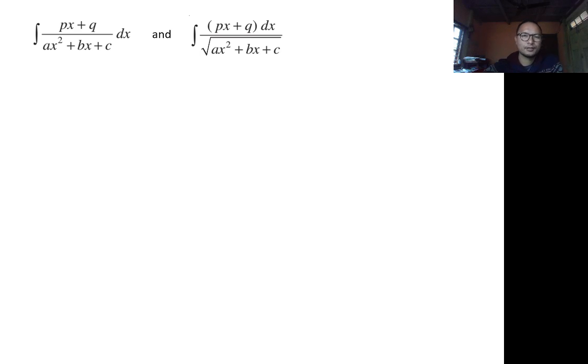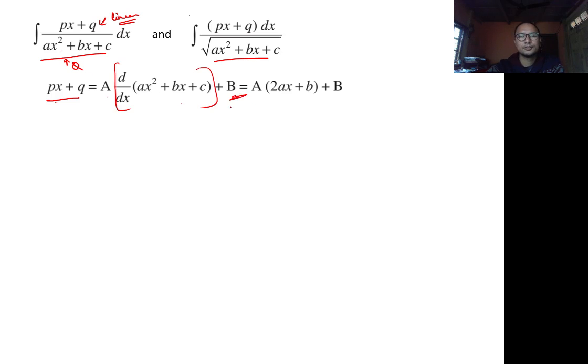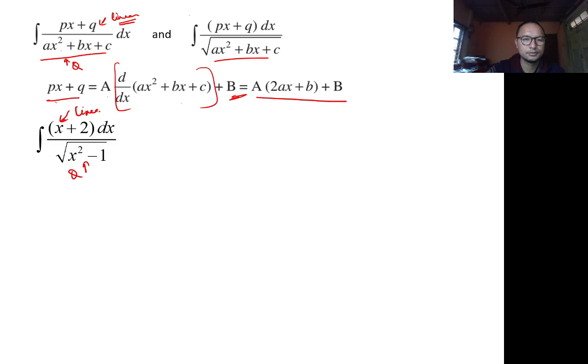Next, if the integration is of this type, then a quadratic over a linear. This is quadratic, and this is actually linear. Linear has x to the power 1. So the linear is a times d by dx of the quadratic plus b. So let's take an example. See what is this? This is a quadratic, and this is a linear. So just apply the formula here.